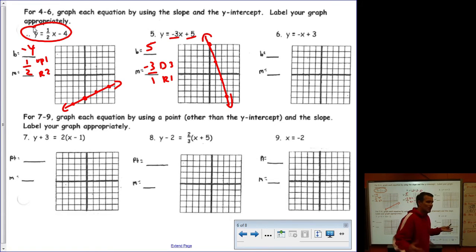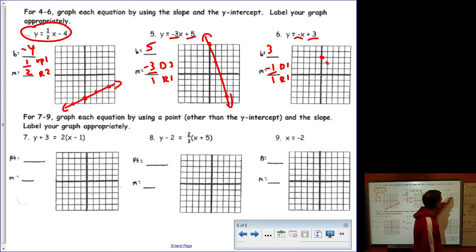Number 6, it's also in slope-intercept form. So this is the y-intercept, 3, and this is the slope, -1. Therefore, I would put a dot on the y-axis at 3, and the slope is telling me to go down 1, right 1. So that would look like down 1, right 1, down 1, right 1, and so on. And my line might look like that.